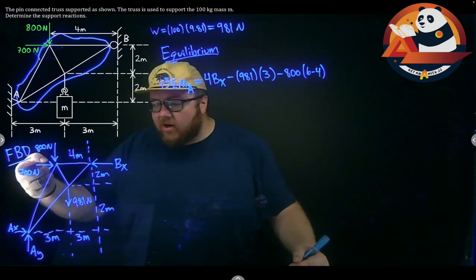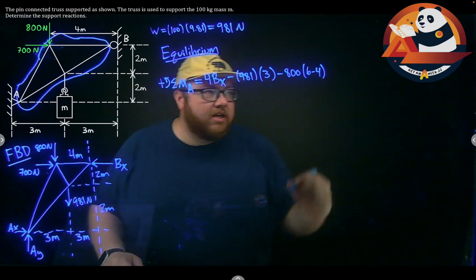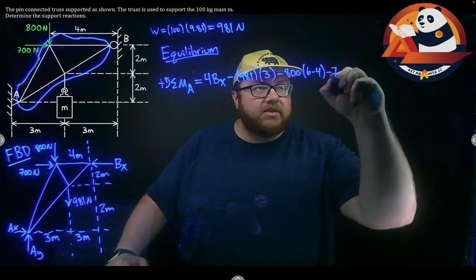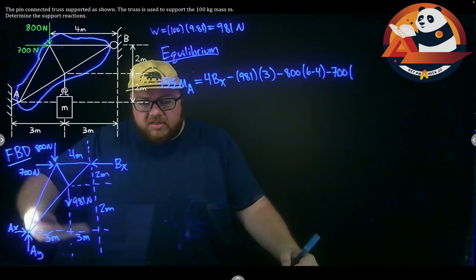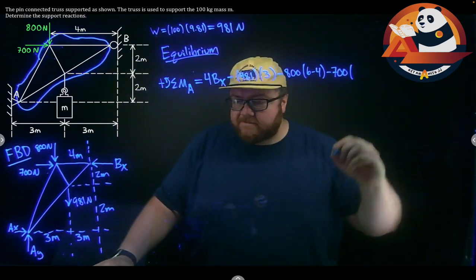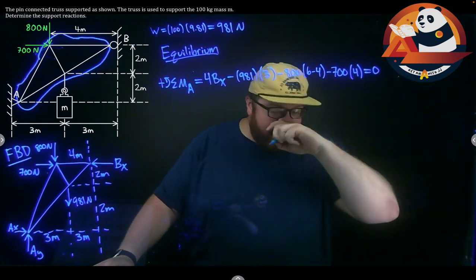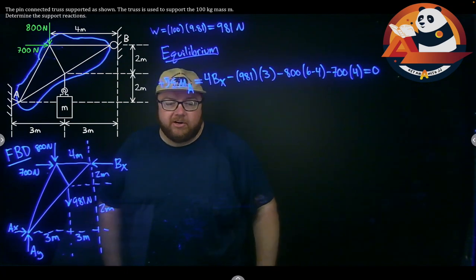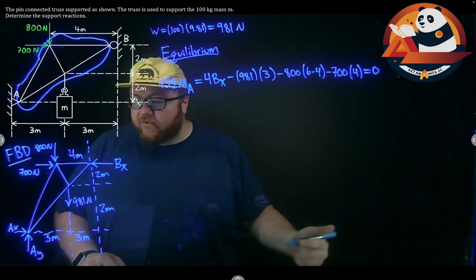And then our last force, 700 newtons, would also cause a clockwise rotation. So I need to say minus force is 700 times, I need a vertical distance because it's an x force, 2 plus 2 times 4. And that's everything causing moment at A. So I'll set my equation equal to 0. In here, Bx is my only unknown. I can solve for Bx then.